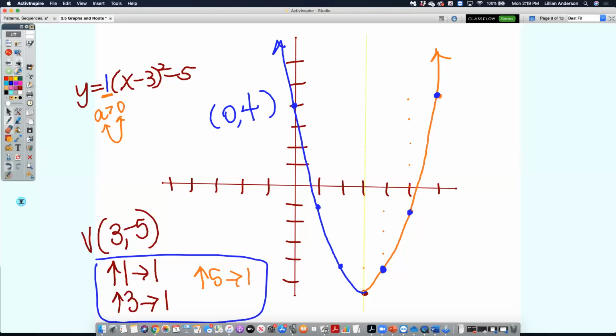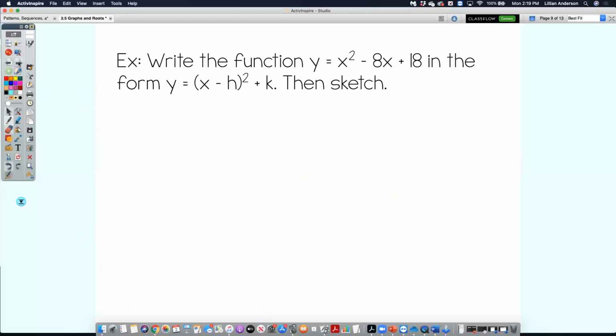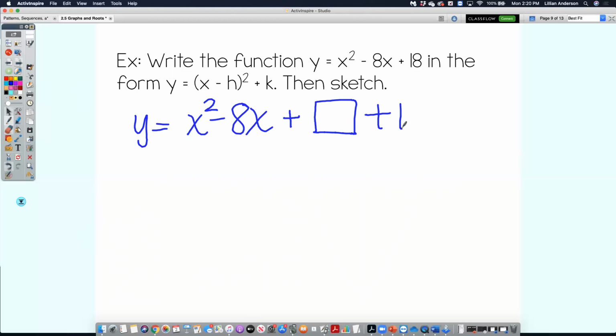Let's do another one. We're going to do this one: y equals x squared minus 8x plus 18. We're going to write it in vertex form again. Remember, if I want to complete the square on the same side, I have to add or subtract here. And then on this side, I'll have to subtract.